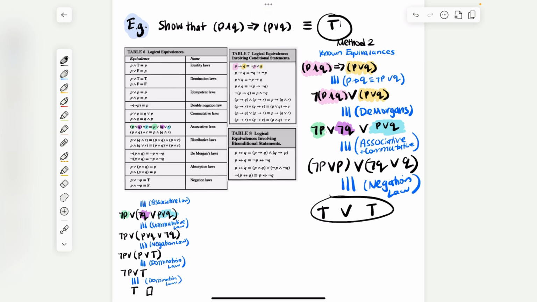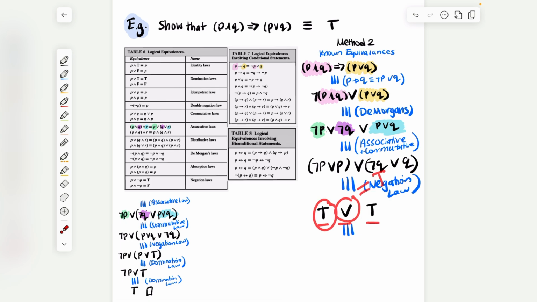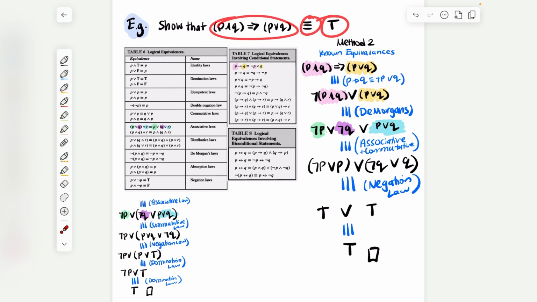But this still doesn't look like this. So we keep going. How can we simplify this further? Well, this is an or operator. Or is only ever going to output true if at least one or the other is true. And we know that at least one is true, so it's going to output true. So at the end of the day, this is true. And so we managed to get this side to look like this, right? We started here, we managed to get all the way over here. And so because of that, we proved that this compound proposition is equivalent to this one. That at the end of the day, this just ends up being true.